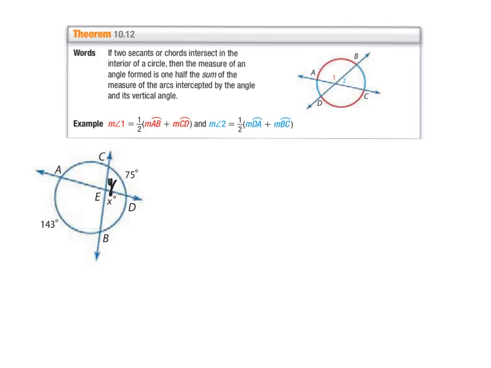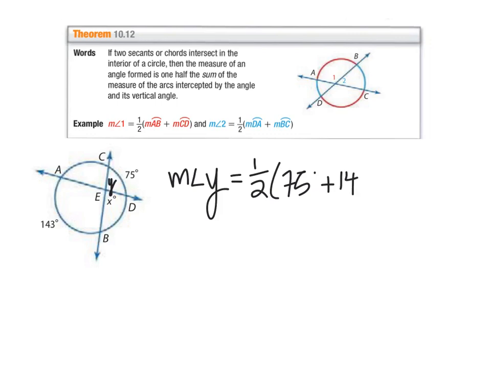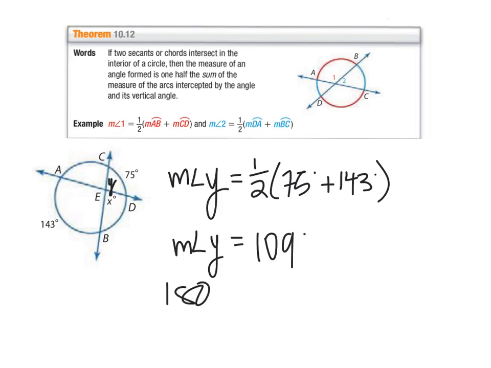How can I find the measure of angle y? Well, our theorem tells us that the measure of angle y is the average of this arc, 75 degrees, and the other arc, 143 degrees. To take the average, you add them together and you divide by 2. So the measure of angle y is 109 degrees. Now to find the measure of angle x, remember y and x are supplementary, so I'm going to do 180 minus 109, and that's going to give me 71 degrees. That's going to be the measure of angle x is 71 degrees.